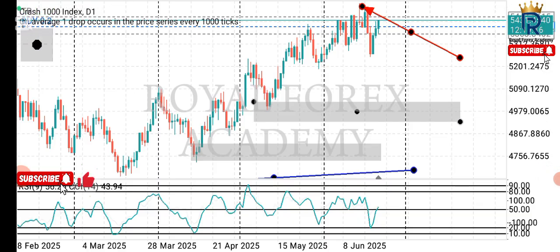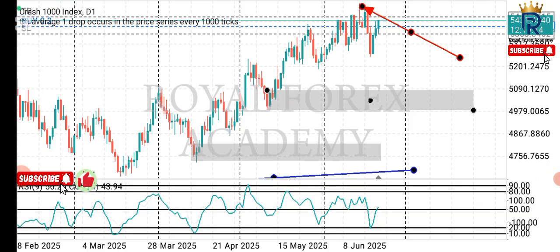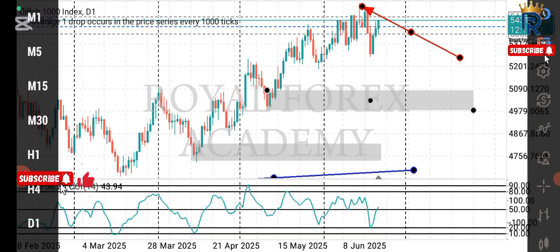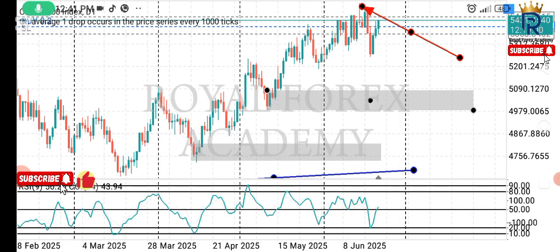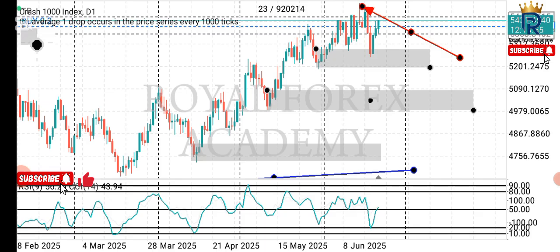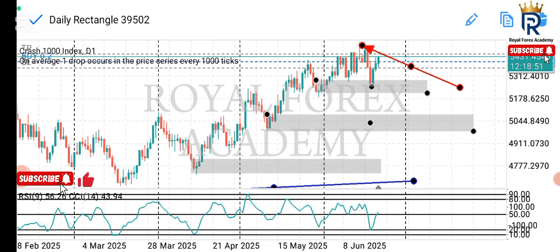So here again we have another bullish order block. This is how we keep moving progressively in this trade. And then here is another bullish order block. Look at this. You can see that order block there.